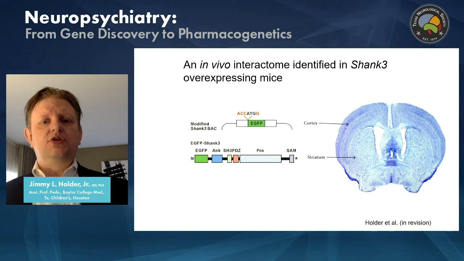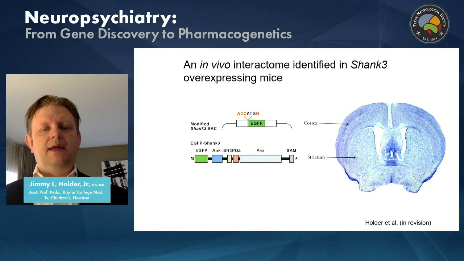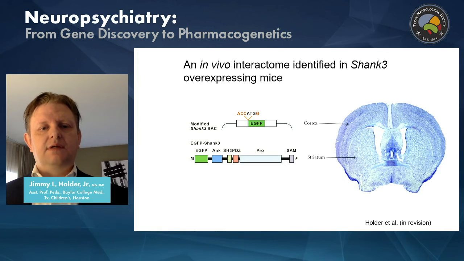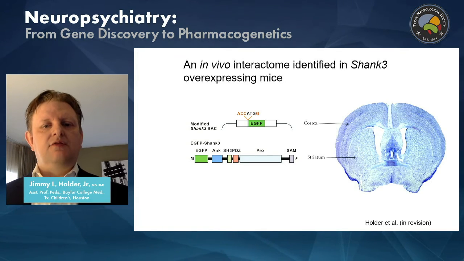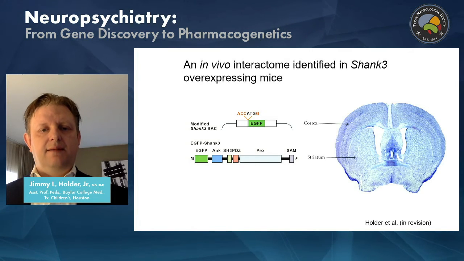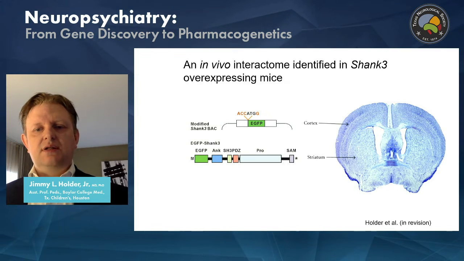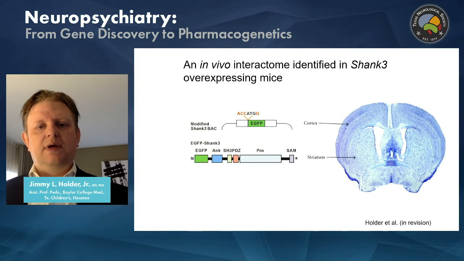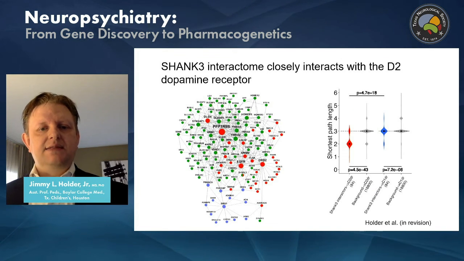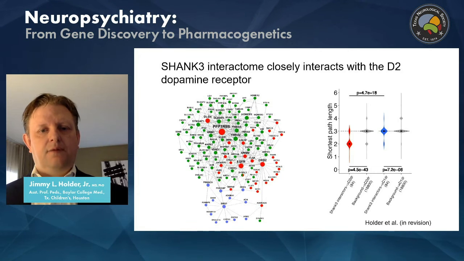So next we wanted to try to understand at a molecular level why overexpression of Shank3 in D2 neurons results in these phenotypes. And so to do this, we wanted to identify all of the proteins that interact with Shank3 specifically within the striatum. We did this using a biochemical technique called immunoprecipitation. This was followed by mass spectrometry to identify those Shank3 binding partners. And when we did this, we found the Shank3 interactome within the striatum, which is shown in green here.